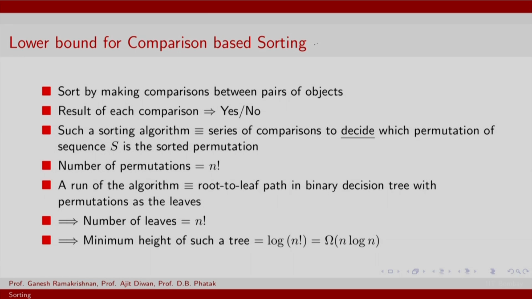Well, so far we have seen that the insertion sort algorithm and the selection sort algorithm both give you order n square performance. Question is, could we do better?